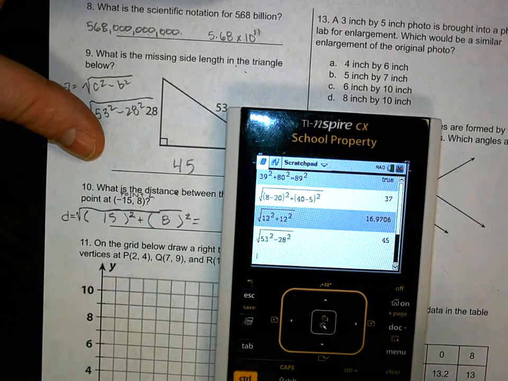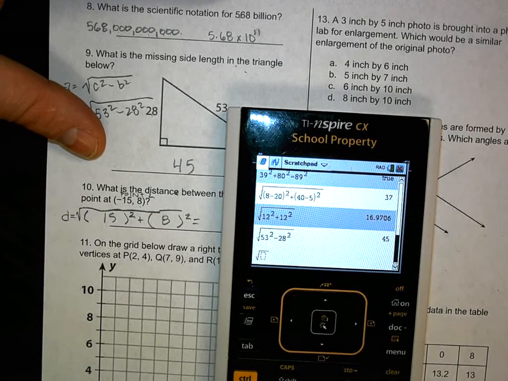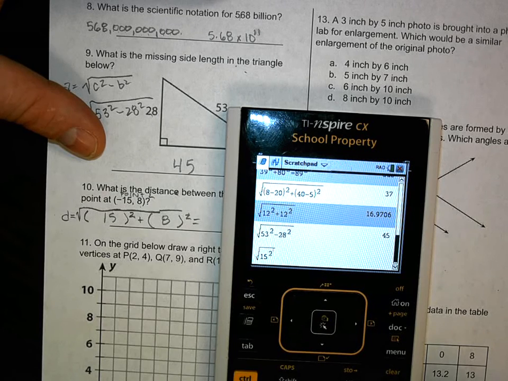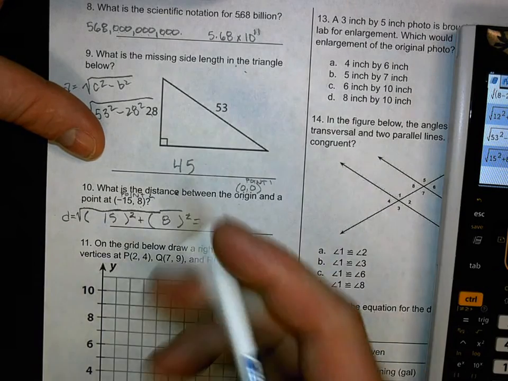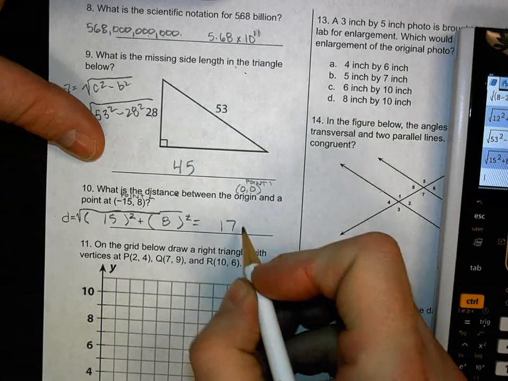All right. Square root of 15 squared plus 8 squared, I get 17. So the distance between the origin and that point is 17 units.